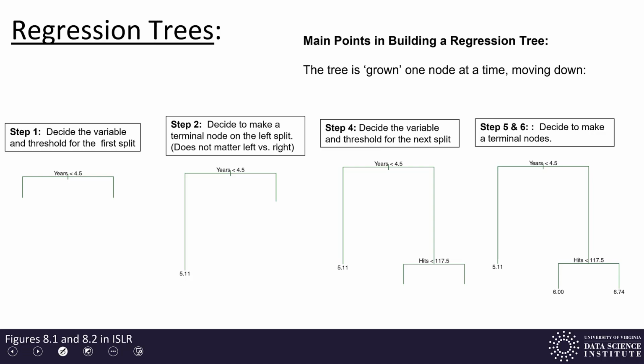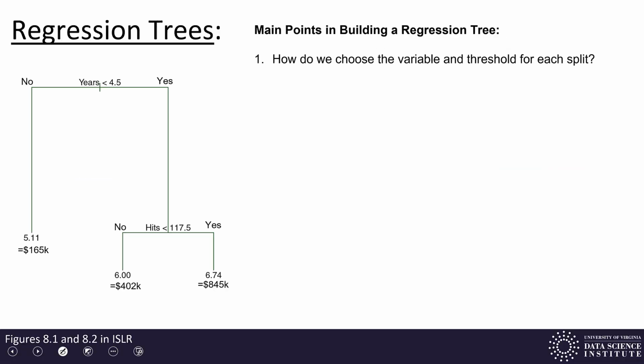And we have to make a decision of what variable we're going to use and what threshold we're going to use to make our decision at the node. So let's talk about how we do that. How do we choose the variable and the threshold for each split? In this diagram, we started with years less than 4.5. How did we make that decision? And when we got down here, how did we decide that we should use hits less than 117.5?